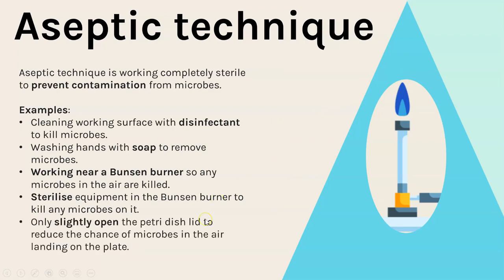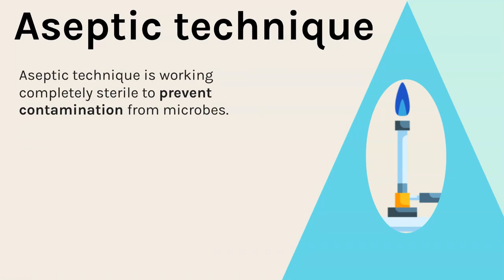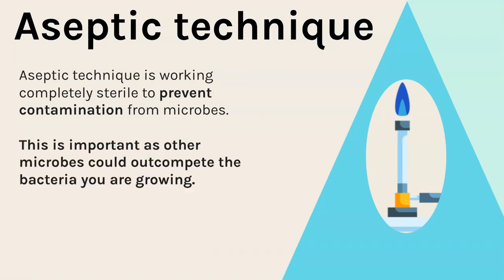And when you do have to open your petri dish to put the antibiotic discs in and to put the bacteria in, as well as working near the Bunsen burner, try and only open the lid a little bit to reduce the chance of any microbes in the air landing on your plate. So aseptic technique is working, as we said, completely sterile.